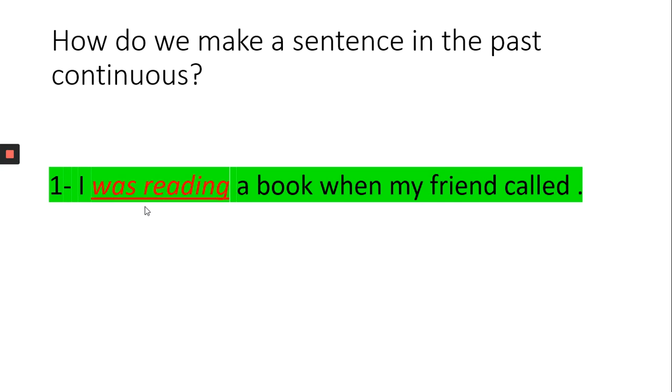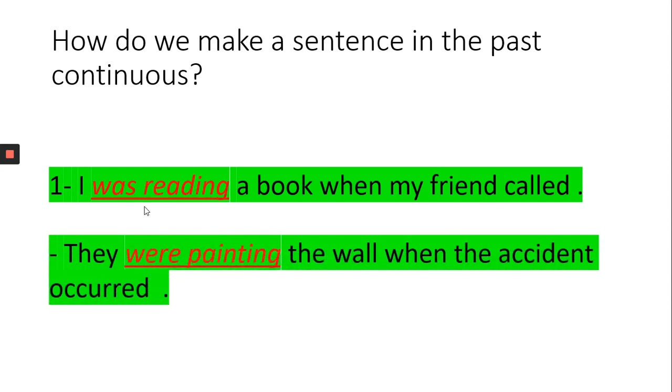Something was continuing in the past. What about the plural subject? They. So plural subject, they. They doesn't take was, it takes were. So it's not correct to say they was painting. So say they were painting, and paint plus ing form. They were painting the wall when the accident occurred.